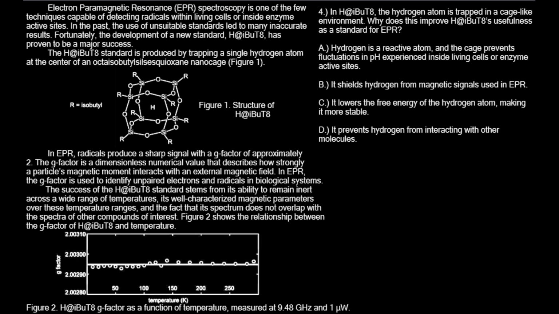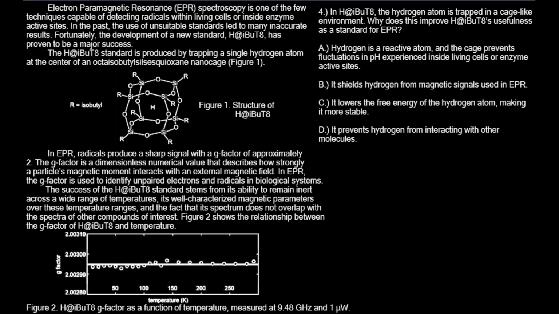Here is question number 4. In H at IBUT8, the hydrogen atom is trapped in a cage-like environment. Why does this improve H at IBUT8's usefulness as a standard for EPR? Answer choice A says hydrogen is a reactive atom, and the cage prevents fluctuations in pH experienced inside living cells or enzyme active sites. Answer choice B says it shields hydrogen atom magnetic signals used in EPR.